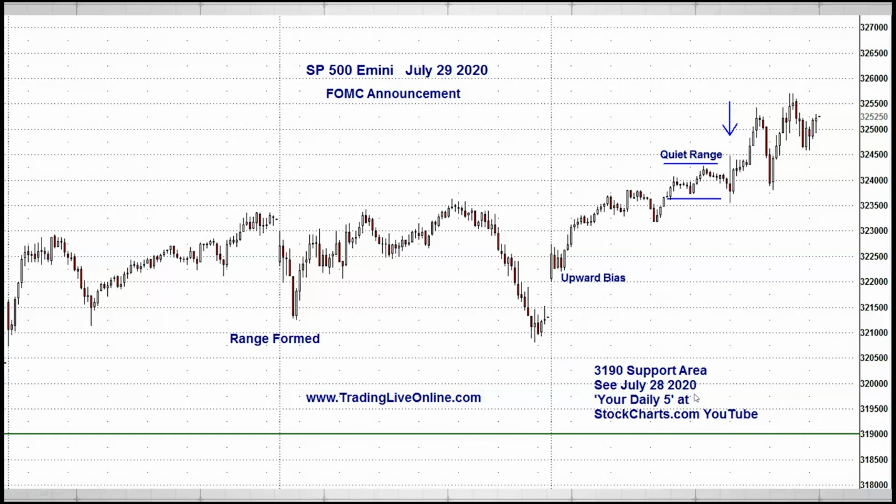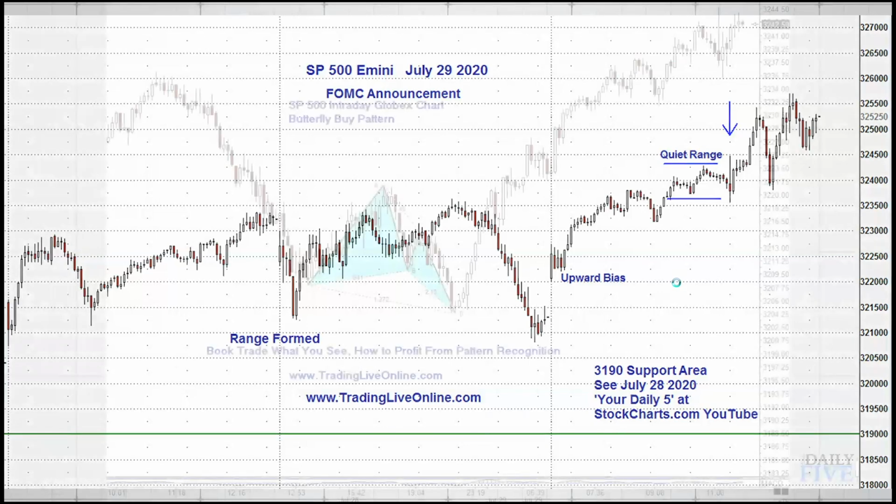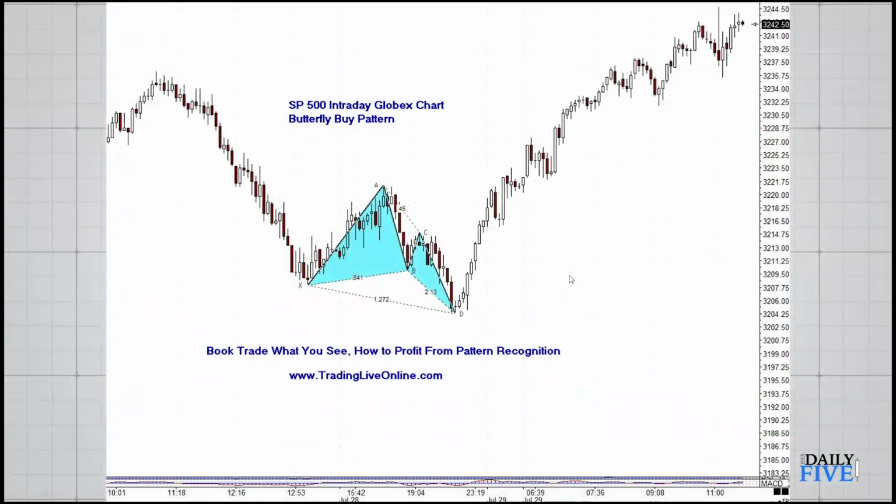But again, I've got this area right here. This is 3190 on the S&P 500, and this is a support area to be keeping an eye on that the market is testing today. So let's see some more charts. I'm going to show you a chart updated just this morning, but I want to show you first this pattern. This is called a butterfly buy pattern, and this was a pattern that formed and completed just before the announcement day in the overnight market.